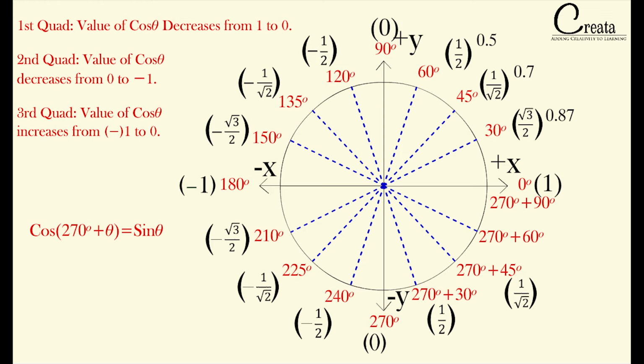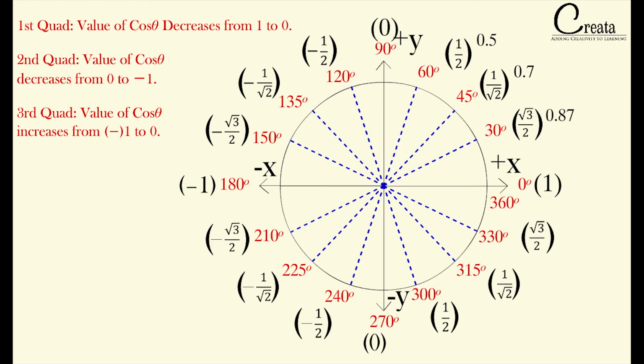Cos 270 plus 60 will be sine 60, that is root 3 by 2. Cos 270 plus 90 will be sine 90, that is 1. On observing the value of cos theta in fourth quadrant, we get cos is increasing from 0 to 1. Okay, all the four quadrants are done.